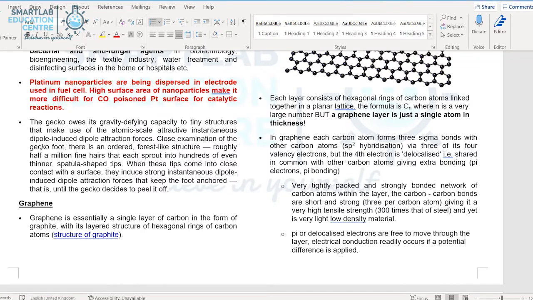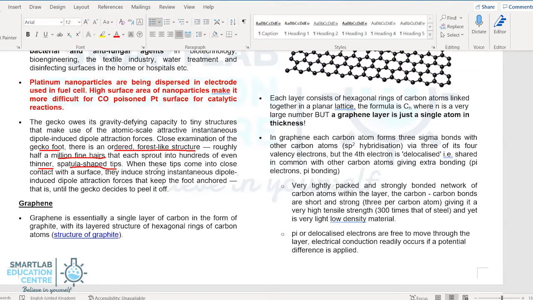On close examination of the gecko foot, there is an ordered forest-like structure of roughly 500,000 hairs, that each sprout into hundreds of even thinner, spatula-shaped tips. When these tips come into close contact with a surface, they induce strong instantaneous dipole to induced dipole attraction forces that keep the gecko's foot anchored to the wall until the gecko decides to peel it off. That is how a gecko is able to scale any wall.